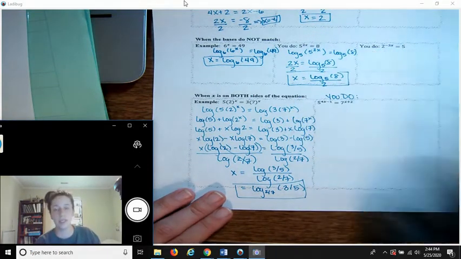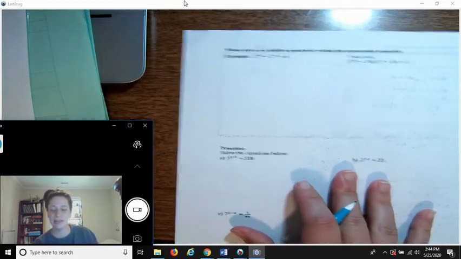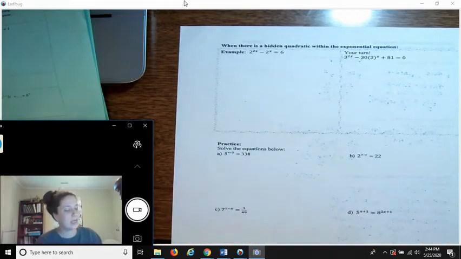But obviously I'll post a solution for you. So go ahead and try that one on your own. Hopefully it won't be bad. I think it's actually a little bit easier than the other one, personally. Okay, so let's flip over to the back.